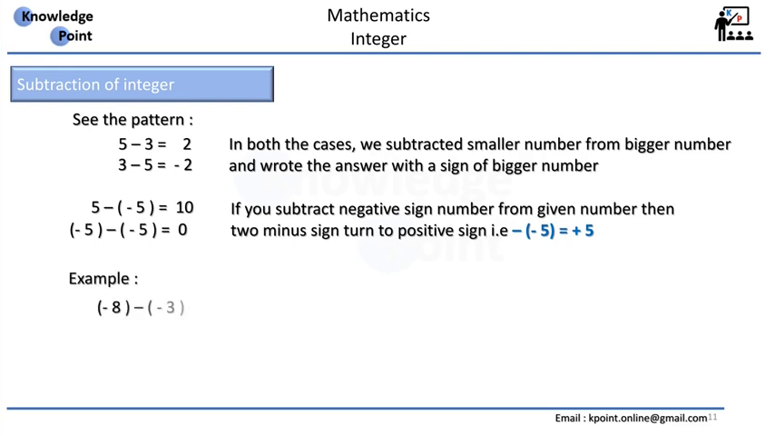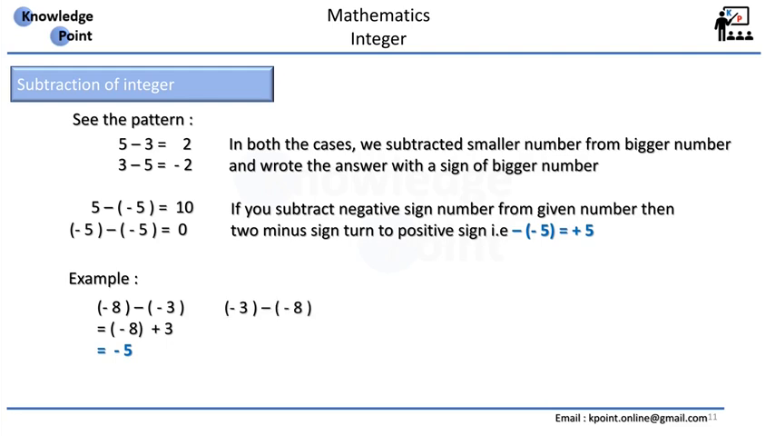A few examples. Minus 8 minus (minus 3). So that means minus 8 plus 3, because as I told you just now, minus minus became plus. And then the answer is 5. And of course then, as we just learned, we have to give the sign of the bigger number to the answer. Like here minus 8 is the bigger number, so the answer is minus 5.